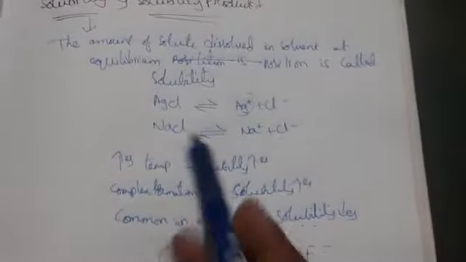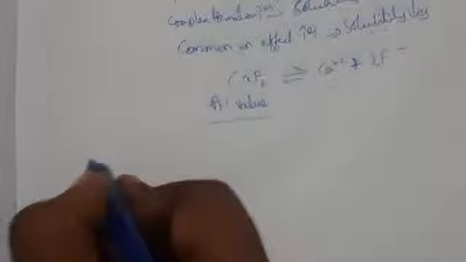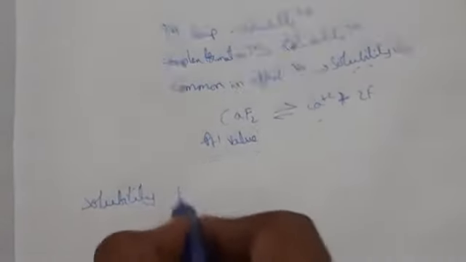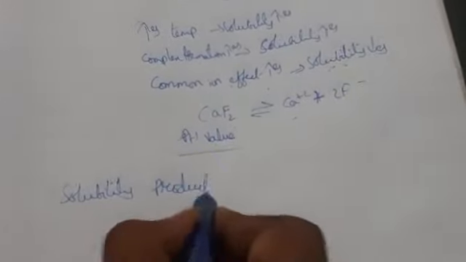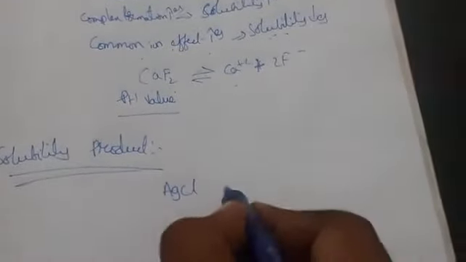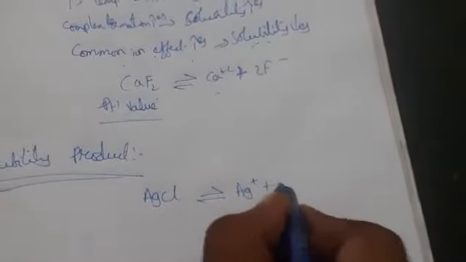So up to here, solubility is how much solute we are dissolving in solvent at equilibrium. Then what is solubility product? Solubility product is this: I have taken AgCl. If you go on adding, it gives Ag plus and Cl minus. So this is the equation.